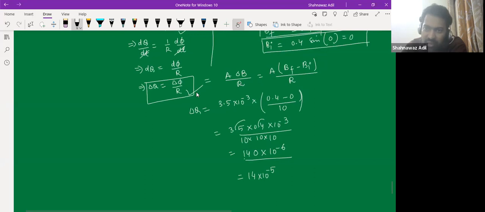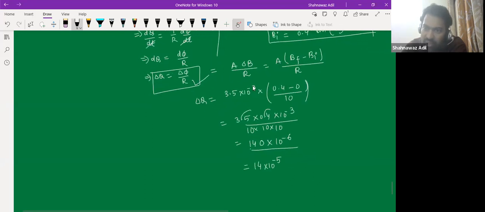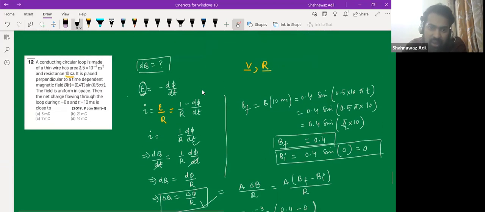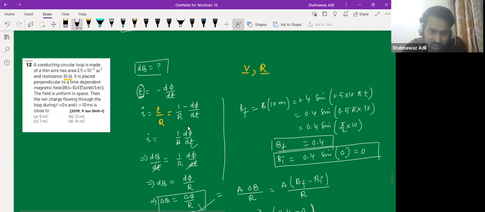0.4 divided by 10. So 0.04 and then 35. So this should be 0.14 into 10 to the power minus 10. So this should be 0.14 millicoulomb. Right? Again, we are missing some order. Yeah, so this should be the correct answer, right? What are we missing?